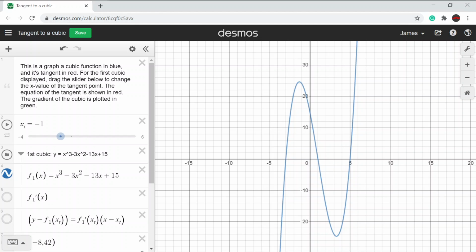If we were to look at the graph of the tangent, we can see here at -1 is where those two graphs touch and they have the same gradient at that point. And if we play that through, we can look at the tangent as it moves along that whole cubic function from left to right and then bounces back around.